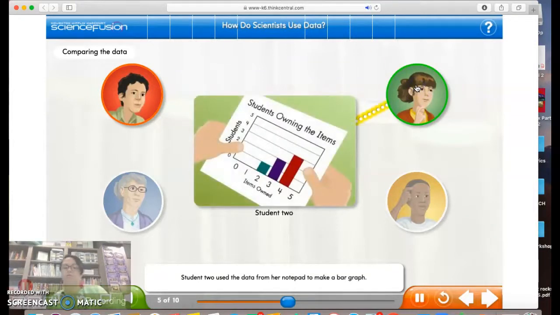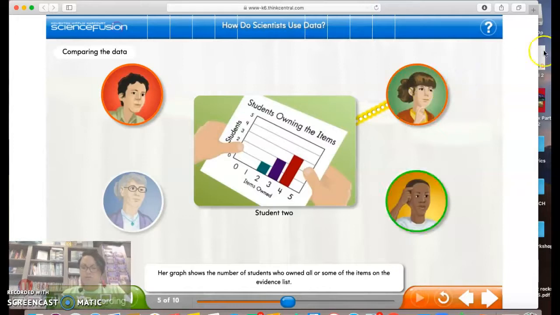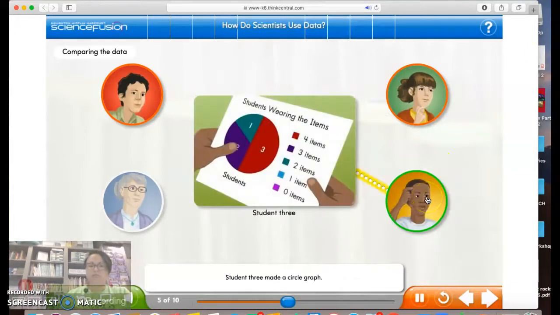Student 2 used the data from her notepad to make a bar graph. Her graph shows the number of students who owned all or some of the items on the evidence list. Student 3 made a circle graph. It only shows the portions of the class that were wearing each item of clothing.